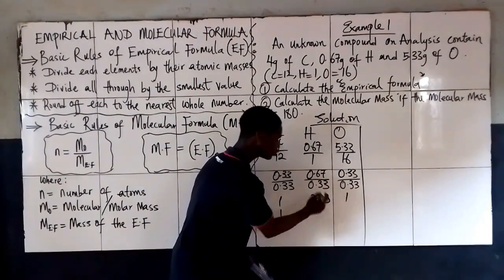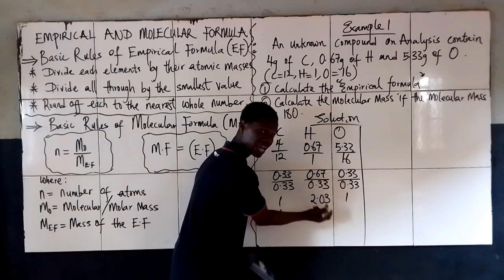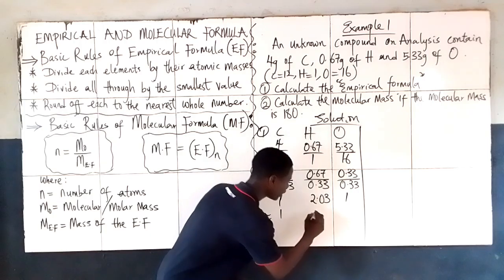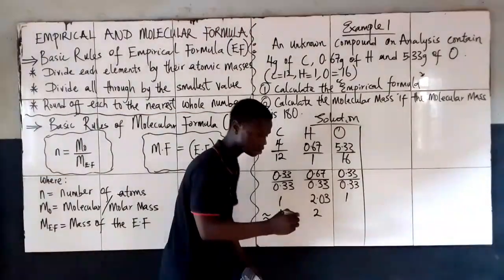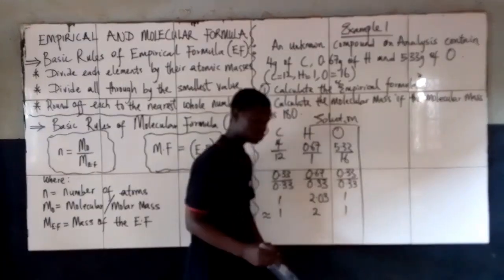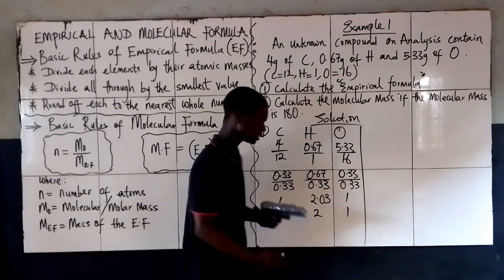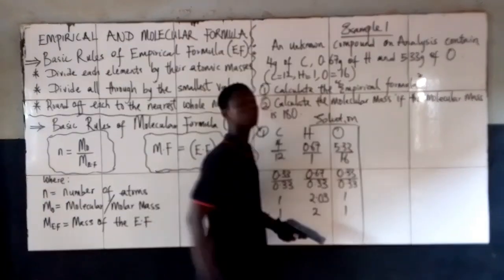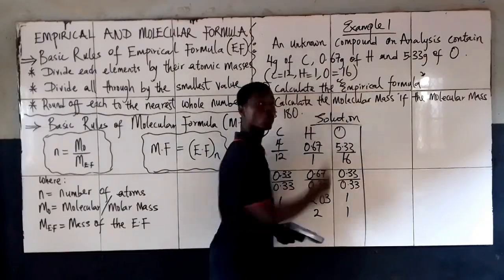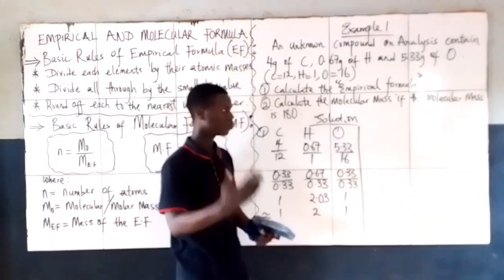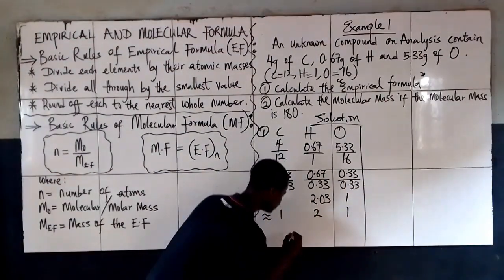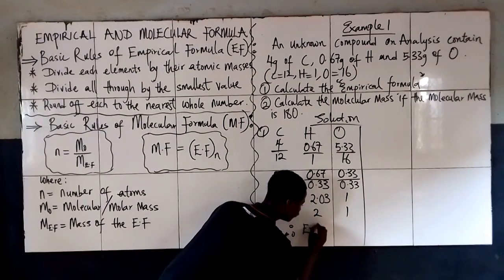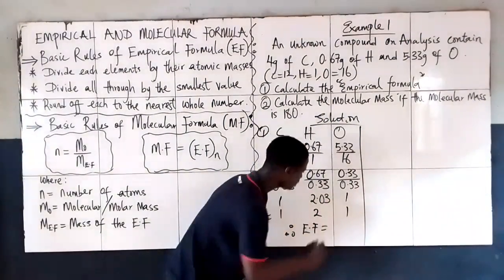If you round this to the nearest whole number, the digit after the point is 0, it's not up to 5, so I won't add anything to 2. So it will be approximately 2, and this will be 1. Now you have this, and this is going to be the subscript of the empirical formula of the unknown compound. So how will I now write the empirical formula?